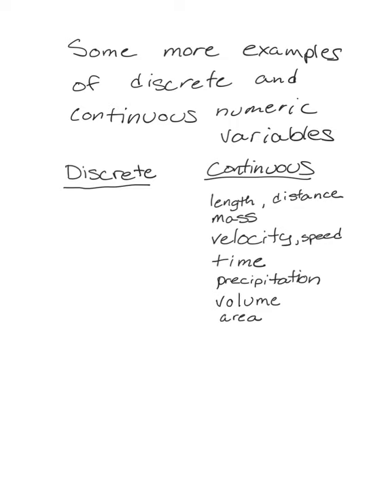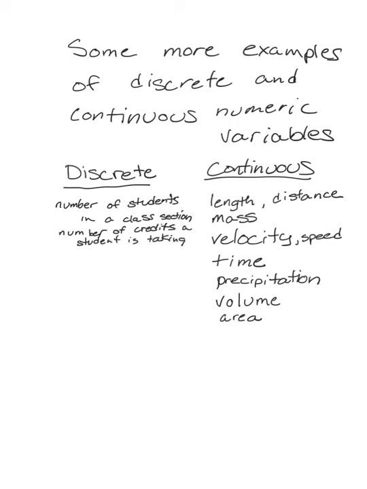Now over to discrete, and remember it's usually things you count. For example, number of students in a class section, or the number of credits a student is taking, or the number of rooms in the house. Or, for example, population is a count of people in some geographic region, for example, per county. And this is a census year where the government is undertaking a complete count of everyone in the country. And again, there are many more examples of discrete variables.